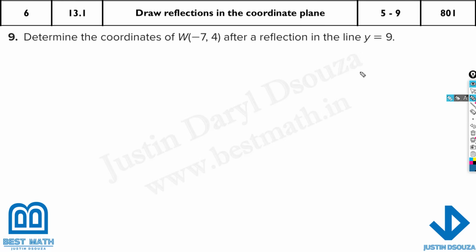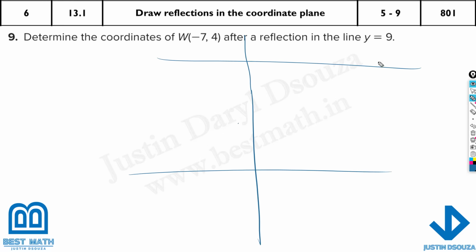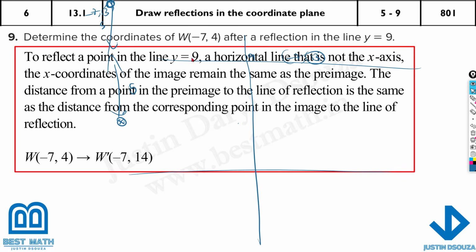Determine the coordinates over here, after the reflection along the line y is equal to 9. So y is equal to 9. It's somewhere up above. Imagine that's 9. And we have a point -7 somewhere over here and 4. So what is the distance to 9 from 4? It's 5. So it'll go up by 5. So 9 plus 5 is 13. -7 remains. It'll be -7 and 13. So it'll be somewhere over here. That point will be -7, 13. It's very simple. If you draw it, it's the best way. That's the easiest way.